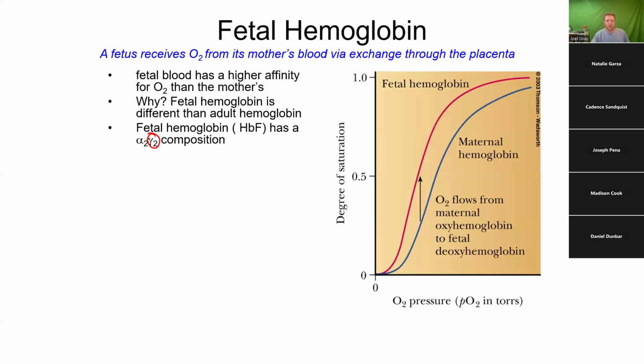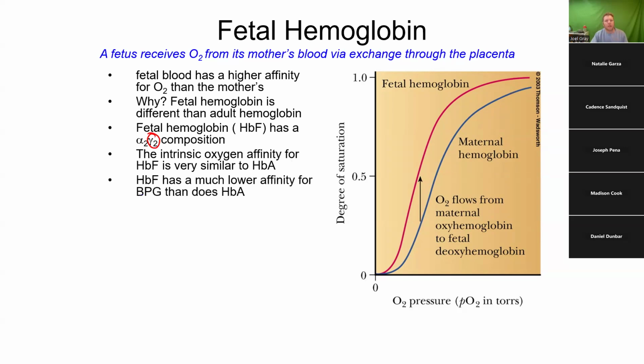What about them makes them different? In terms of the sequence, it's probably not much. It's probably like 90% almost identical. The intrinsic oxygen affinity for HbF is very similar to adult hemoglobin. So HbA, the adult or maternal hemoglobin. Now, HbF has a lower affinity for BPG than does HbA. What do you think that means?